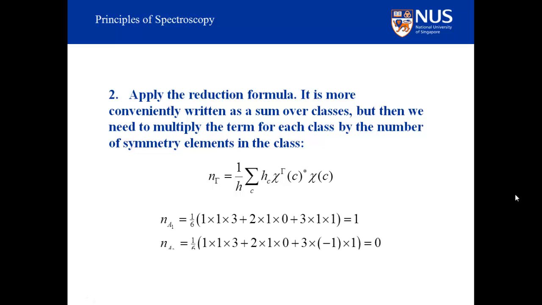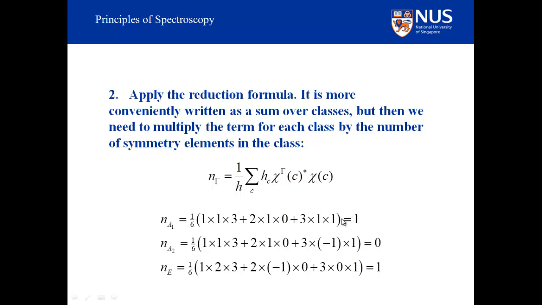The number of A1 symmetries is equal to 1/6 times the sum of 1, which is the number of symmetry elements in the identity class, times 1, which is the character of A1 for the identity, times 3, which is the character of our representation for the identity, plus 2, which is the number of symmetry elements in the rotational class, times 1, which is the character of A1 for the rotational class, times 0, which is our character for our representation of the rotational class, plus 3, which is the number of symmetry elements in the mirror plane class, times 1, which is the character of A1 for the mirror plane class, times 1, which is the character of our representation for the mirror plane.